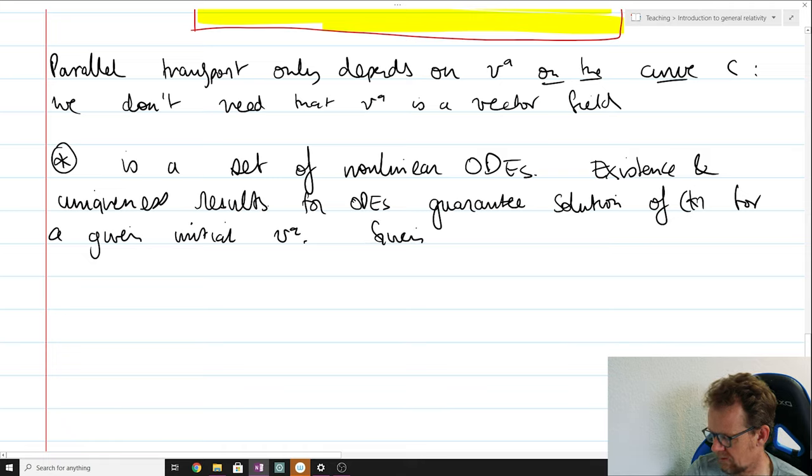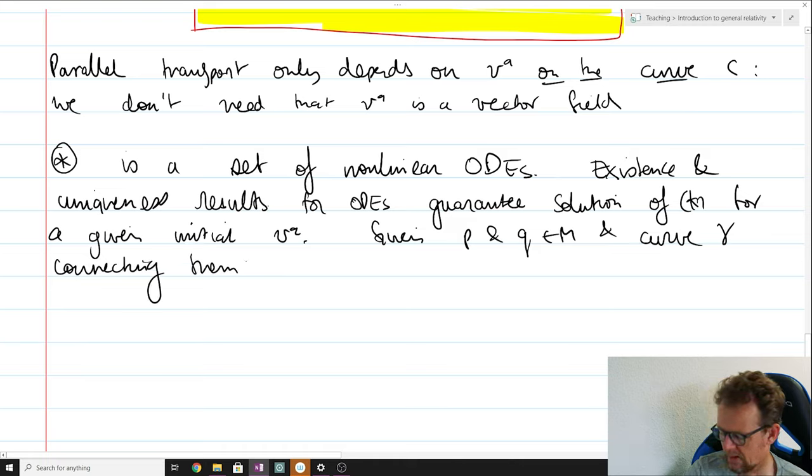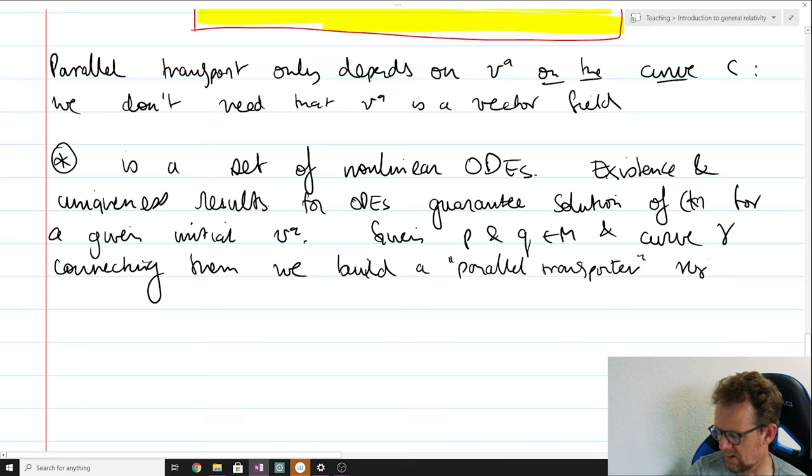So given two points P and Q in the manifold, and a curve gamma connecting them, I'm going to use C and gamma to notate curves. We can immediately infer from the fact that there exists a solution, and the solution is unique, to equation star, that we can use that to build the following parallel transporter. We have now determined a parallel transporter U gamma. And such a parallel transporter U gamma is also known as a connection.